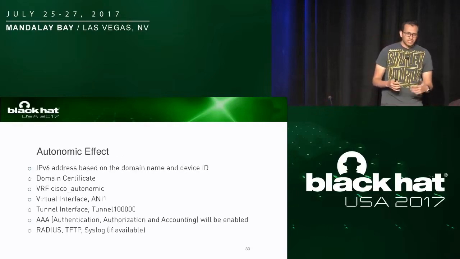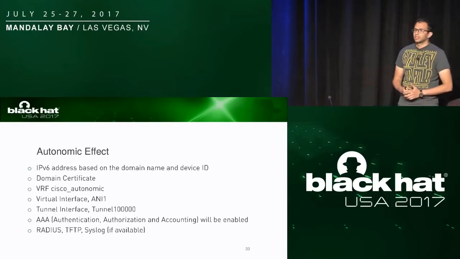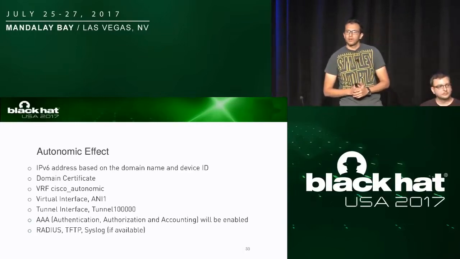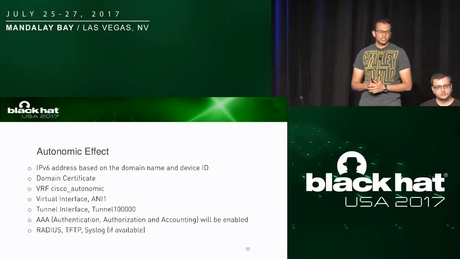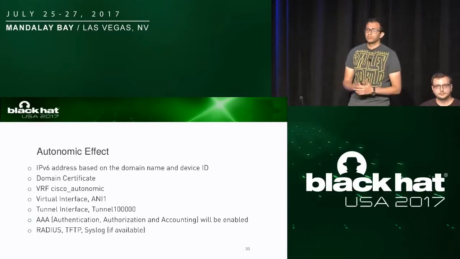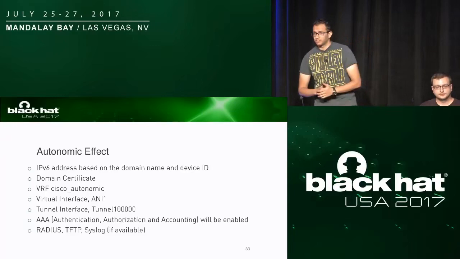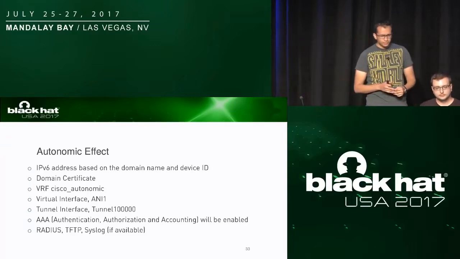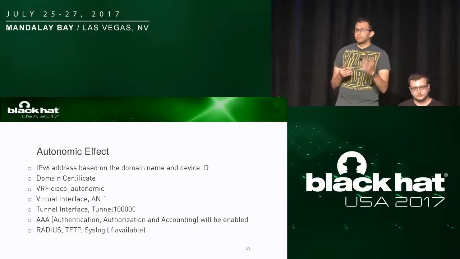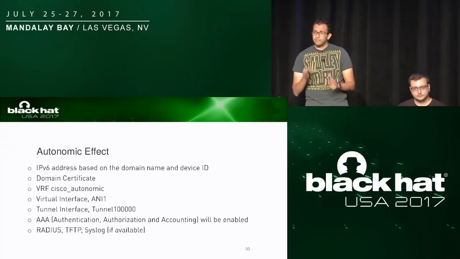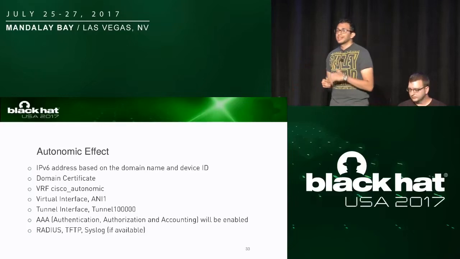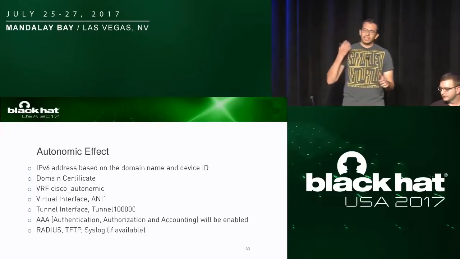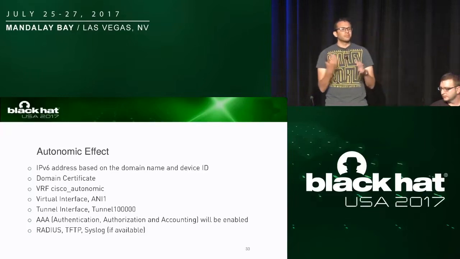When we are speaking about basic configuration here, what do we mean? We mean that you will have 3 or 4 interfaces configured on your machine. All of them are based on IPv6 addresses. You will be issued a domain certificate. You would have generated the key. You would have created a VRF for Cisco. If you have AAA, it will be allowed directly. If you have in your system or in your network a syslog server, a TFTP server, anything like that, they can be inserted into autonomic and learned automatically.